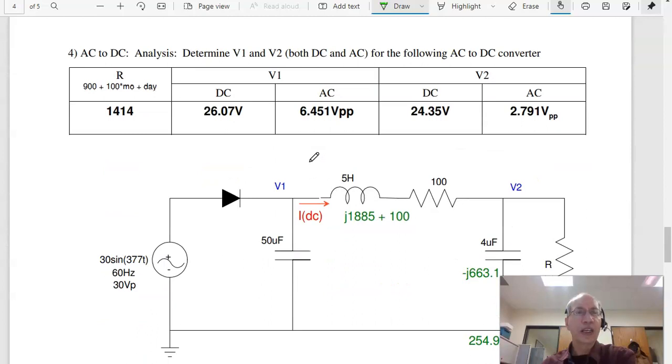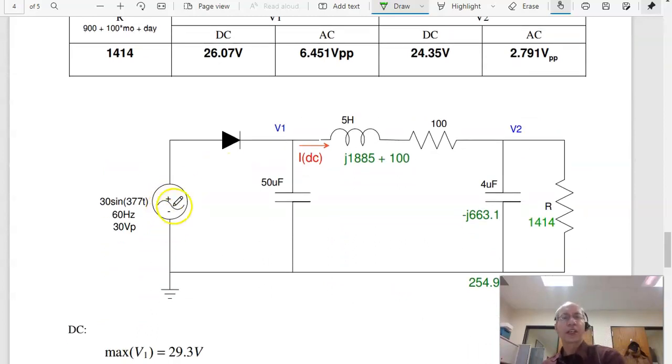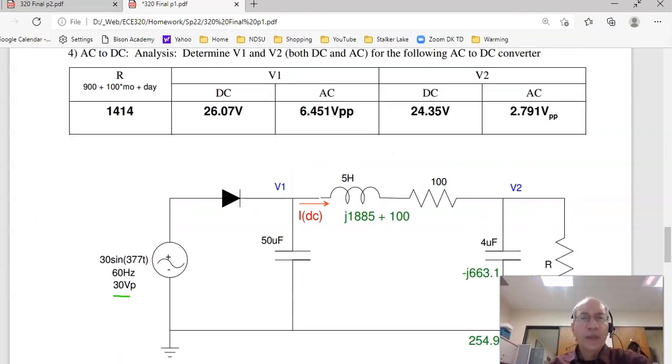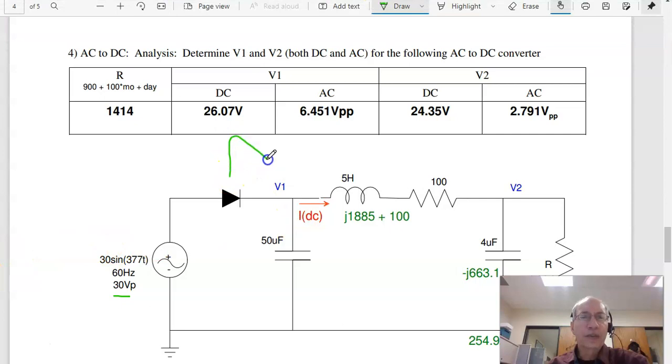Problem 4 is an AC to DC converter. Given this circuit, where I've got 30 volts coming in, find the voltages and currents, DC and AC voltages actually. DC voltage, V1 charges up and discharges. The peak is going to be 30 minus 0.7, 29.3 volts.